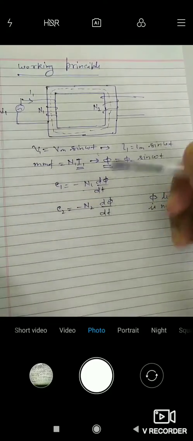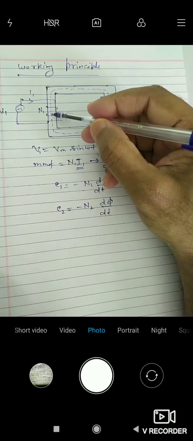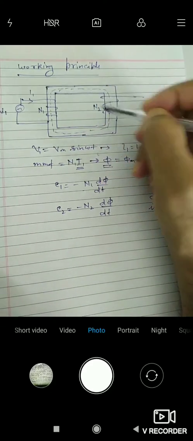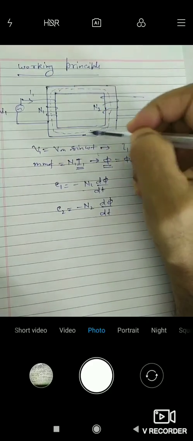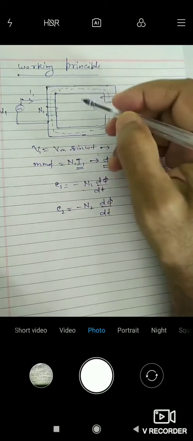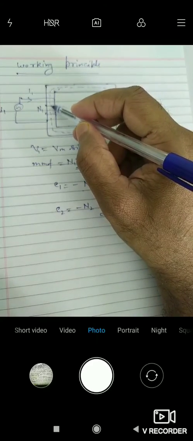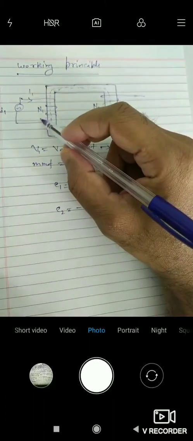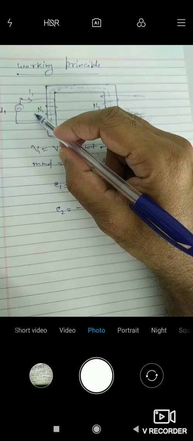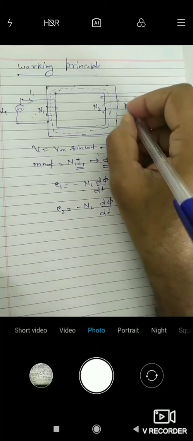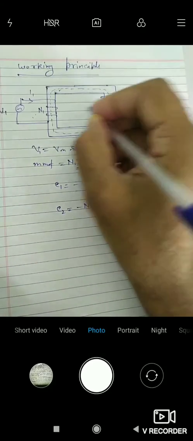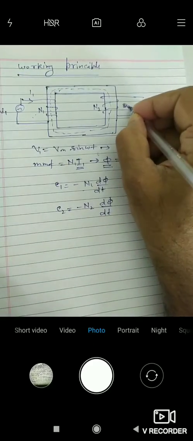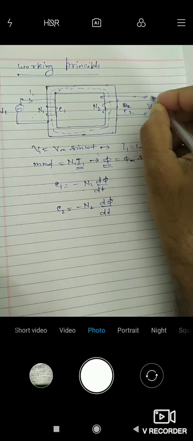So power is now transferred from the primary circuit to the secondary circuit through this magnetic path without any electrical connection. Mind you, there is no electrical connection between the primary winding and the secondary winding. So this is how power is transferred in a transformer from one circuit to another, primary side to secondary side. Here the EMF induced will be E1, and here the EMF induced will be E2, and the terminal voltage will be V2.